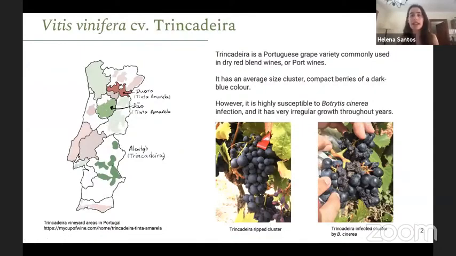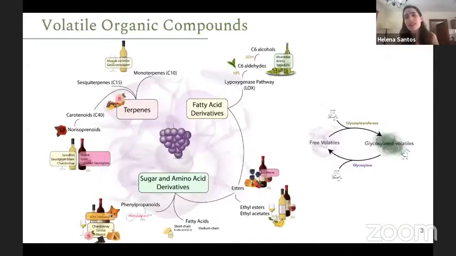So this cultivar has the potential for good wines, but it's not considered an aromatic cultivar. What does that mean? As we saw a bit in Dr. Francesco's presentation, volatiles are part of the secondary metabolites of plants, and they contribute different aromas to wines and grapes. Different cultivars will have different types of volatiles. In this case, Trincadera doesn't have a lot of them. For example, we will not find the terpenes family in Trincadera, but we'll find others like the green leaf volatiles and some esters.